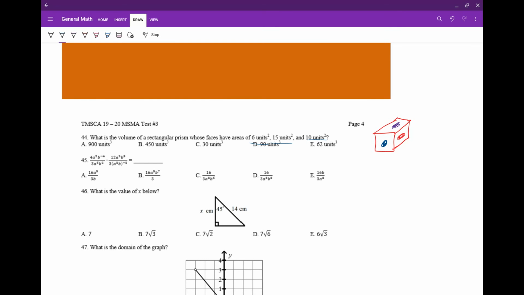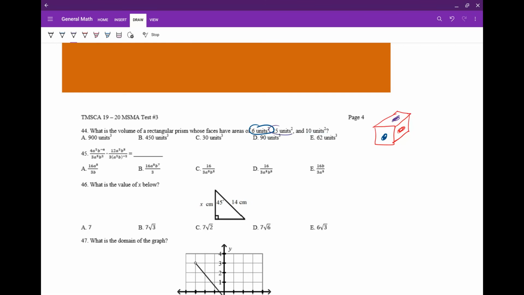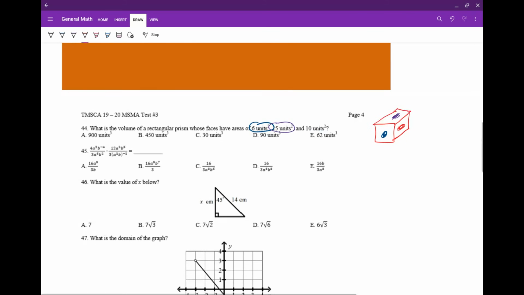So what this means is, because those are the faces, we can derive the side lengths, and we can derive the volume from those units. So if you look at the 15 units and 10 units, I'll color code each of these areas. So that's the blue one, 15 units would be the purple one, and 10 units can be the red one.